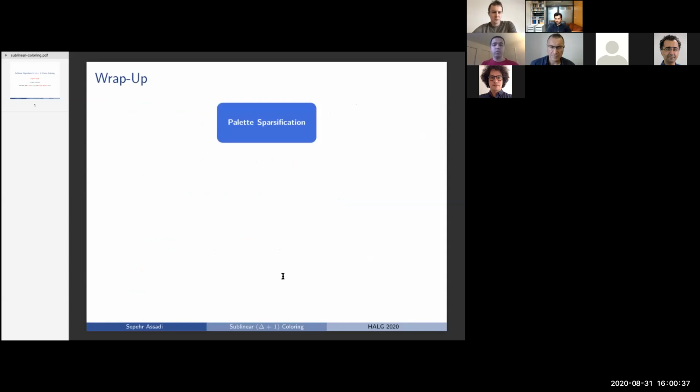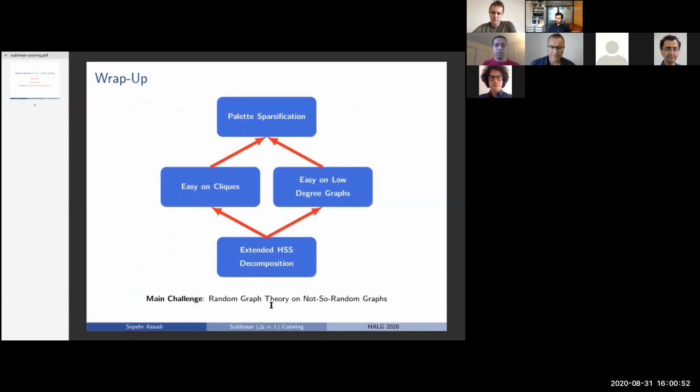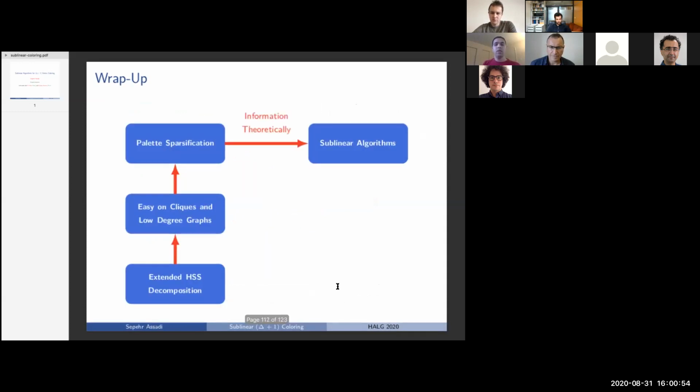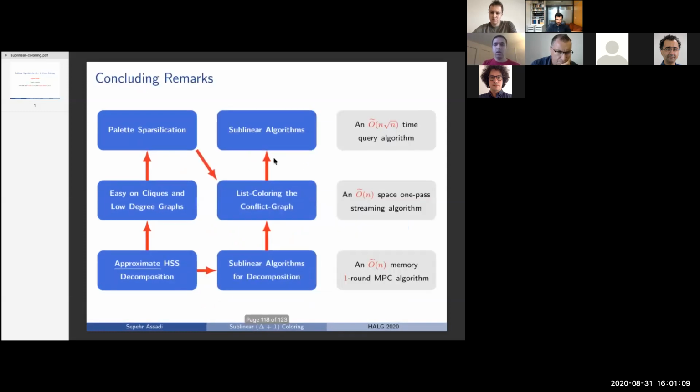So let me quickly wrap up here. The main result of our paper was this palette sparsification. It's easy on cliques, easy on low degree graphs, and then we use this decomposition to interpolate between these two. The main challenge here was to do random graph theory on graphs which are not so random. Using this route will give us our sublinear algorithms information theoretically, but to make them computationally efficient, we had to also design some sublinear algorithms for finding the decomposition, etc. And that's it, basically. This is the list of the main results we got from this, and most of these results are optimal in their models as well. That's all I wanted to say.